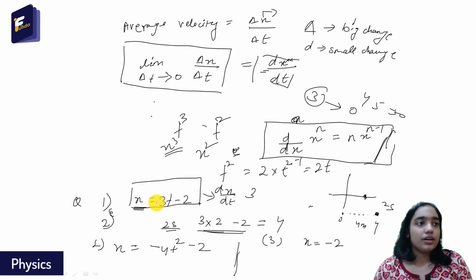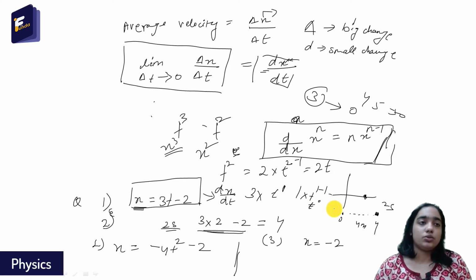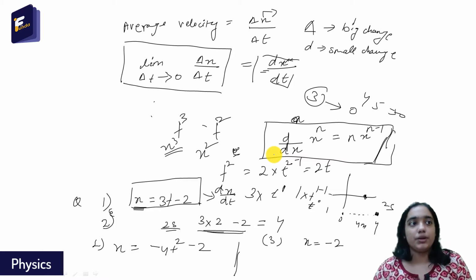This is the constant. So it will be 3 into the derivative of t. So what is the derivative of t? It means t to the power 1. So it will be 1 into t to the power 1 minus 1, so t to the power 0. As you know, anything to the power 0 is 1. So the derivative of t will be equal to 1, and we simply multiply it by 3. So it will be 3, and the derivative of minus 2 is 0. So the answer will be 3 meters per second.